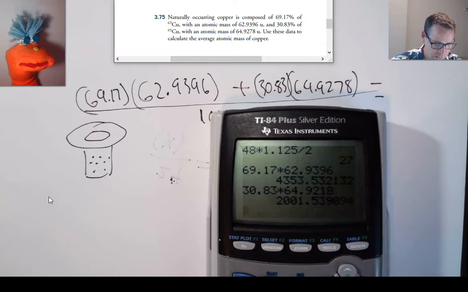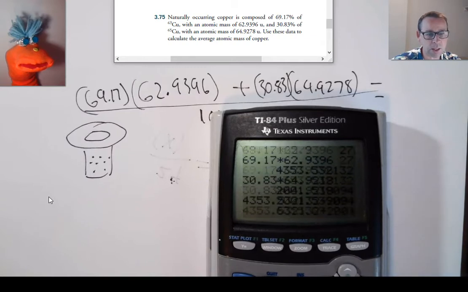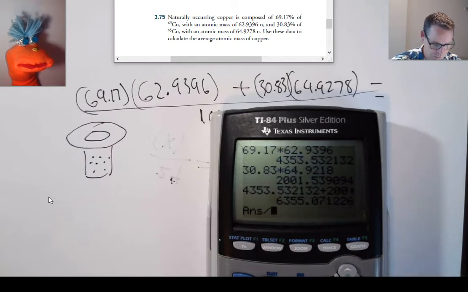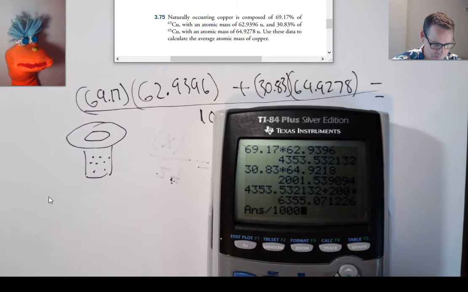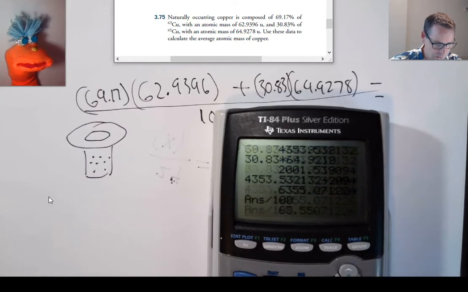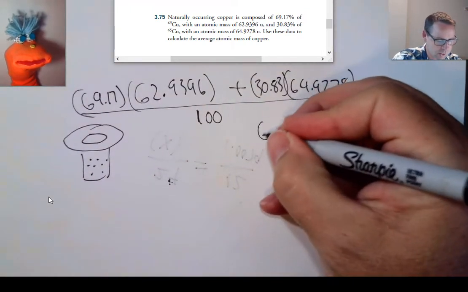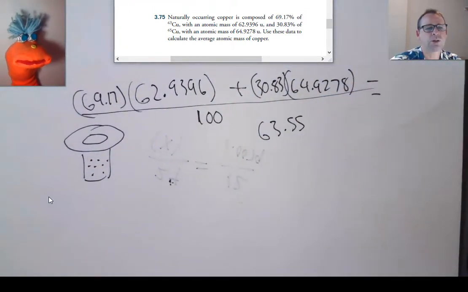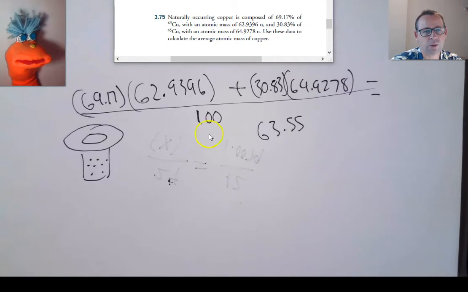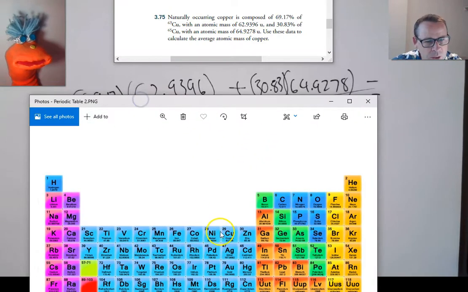All right, that's the contribution there. So I'm going to take this one, add it to this one like that, and then divide by my 100. Whoops, not my 1,000. And 63.55 is what we're finding is the average unit mass of our copper. Okay, and then we could also verify that by looking on here, 63.55.